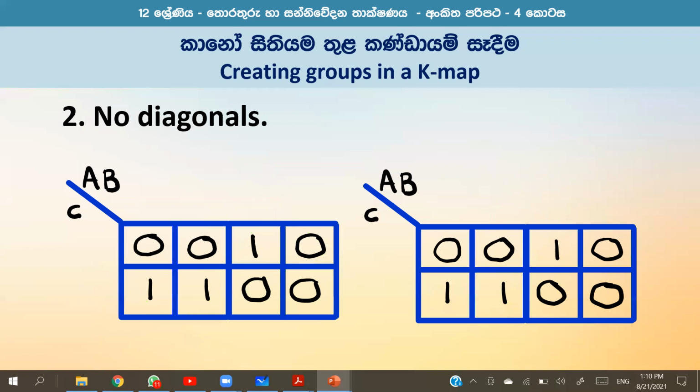So second law, you can't create a group in a diagonal manner. It should be either horizontal or vertical, right? So you can create a group like this, but you can't create this kind of group.